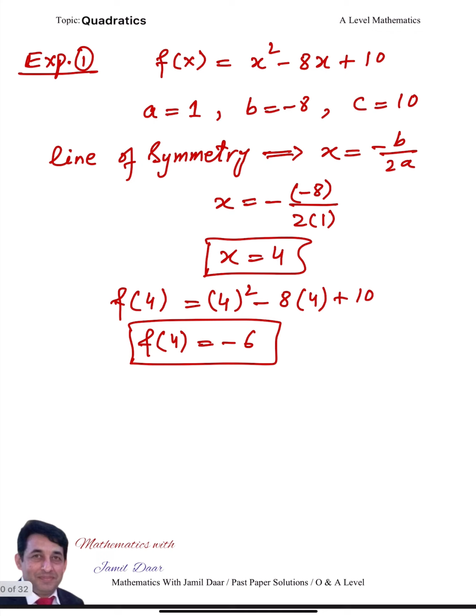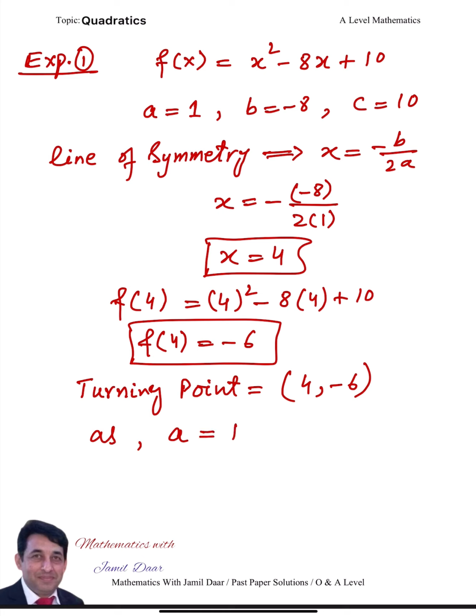Now what is the turning point? Turning point is equal to (4, −6). Now, what is the coefficient of x²? That is plus 1. So a is equal to 1, which is positive, greater than 0. So (4, −6) is a minimum point.